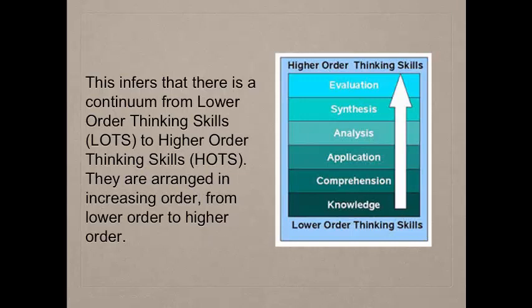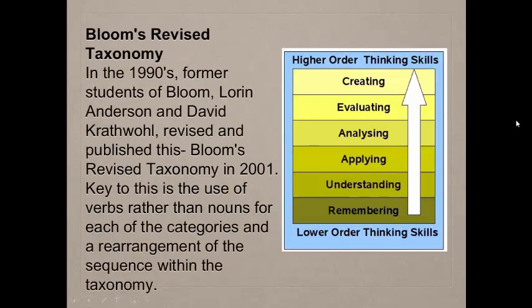So we have with Bloom's taxonomy the theory that knowledge is acquired first, then we comprehend that knowledge, then we apply it in some way, then we analyze it, synthesize it, and then evaluate it. Later on, in the 90s, former students of Bloom, Lorin Anderson and David Krathwohl, revised and published Bloom's revised taxonomy in 2001. The key to this is the use of verbs rather than nouns for each of the categories and the rearrangement of the sequence within the taxonomy.